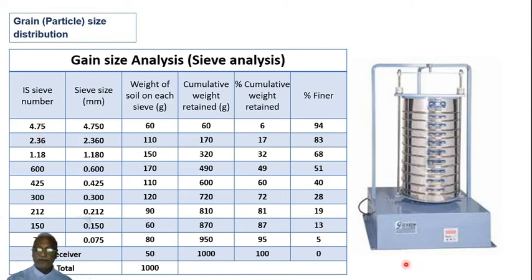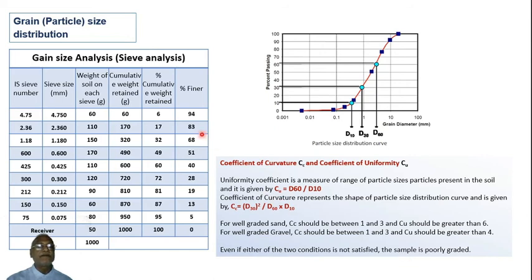Now further, this data is plotted in a graph. I have told you that the size range is plotted on a log scale, and then percentage finer or percentage passing is plotted uniformly. Now you can see here 10, 20, 30, 40, 50 and so on up to 100. Uniform distribution of the scaling is there, whereas here it started with 0.001, 10 times is 0.01, 10 times is 0.1, 10 times is 1, 10 times is 10, 10 times is 100.